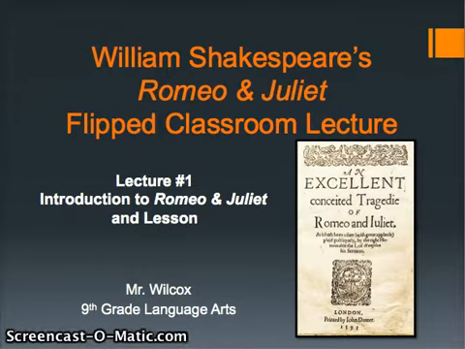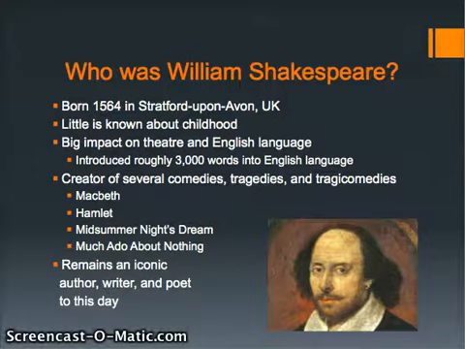Before we begin with Romeo and Juliet, let's look at both a brief overview of William Shakespeare and a historical context behind Romeo and Juliet. William Shakespeare was born April 23, 1564, in the town of Stratford-upon-Avon. Now, little is known about William Shakespeare's childhood, but he is mostly remembered for his impact on comedic and dramatic theater, and more importantly, the English language. He introduced thousands of words into the English language and used several unique words in his plays and short stories.